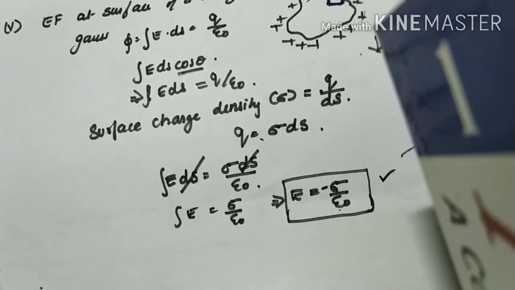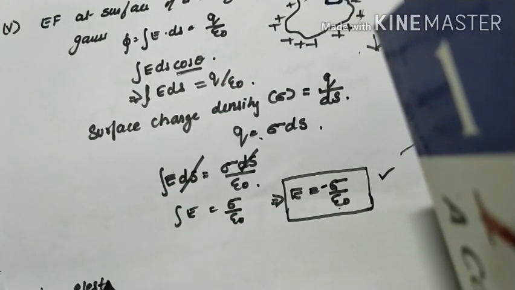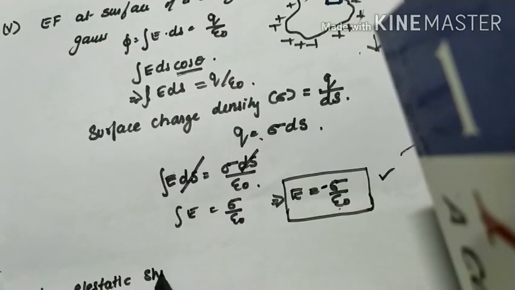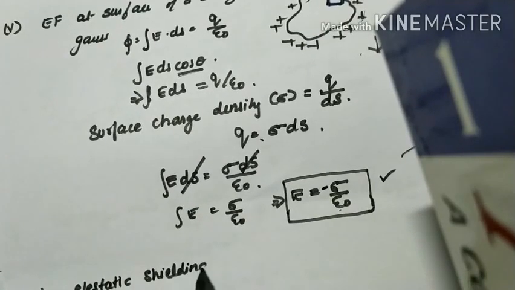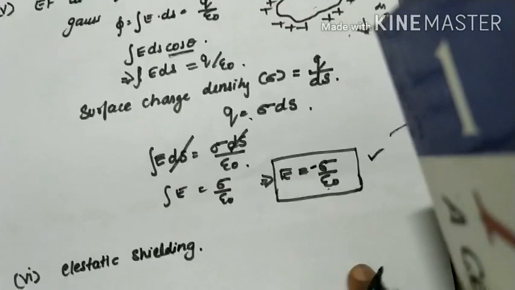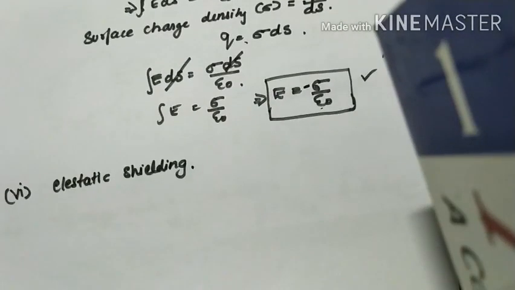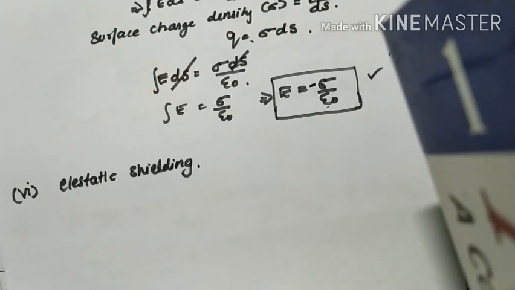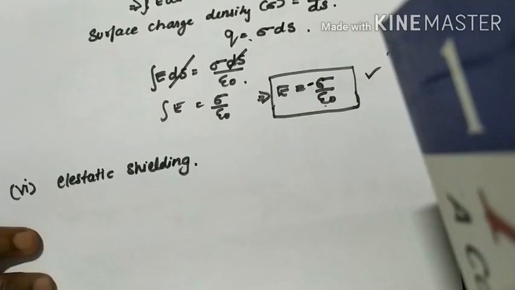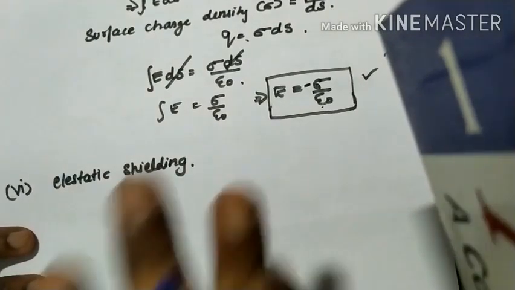Now the last topic is electrostatic shielding. What do you mean by electrostatic shielding? What do you mean by shielding? Protecting it from something, or protecting a thing from outside. This is based on examples you have seen in almost all the electronic components.